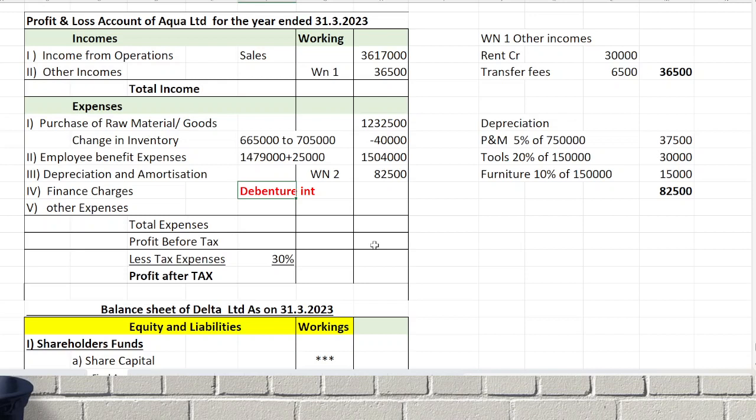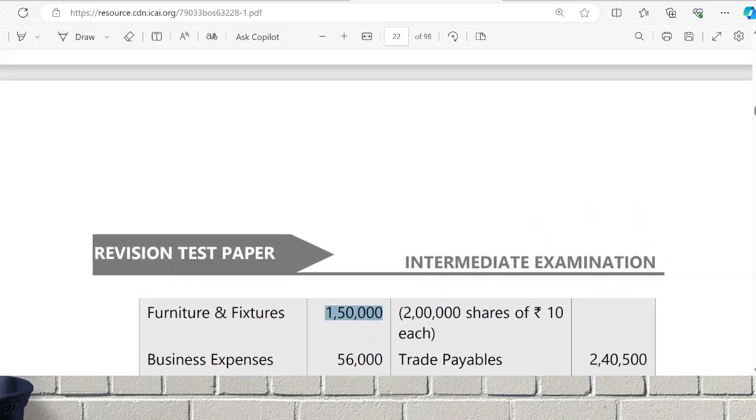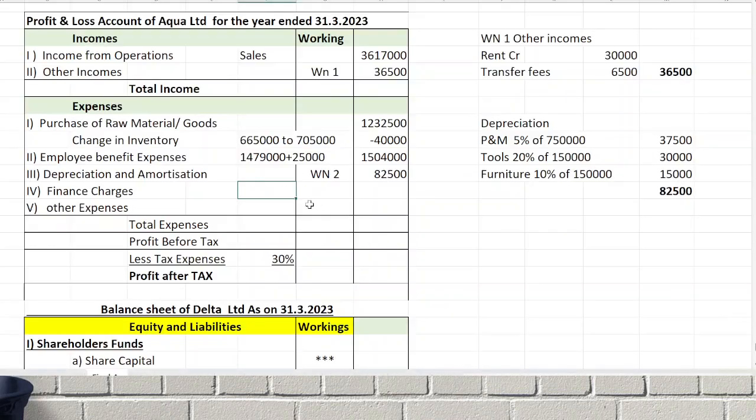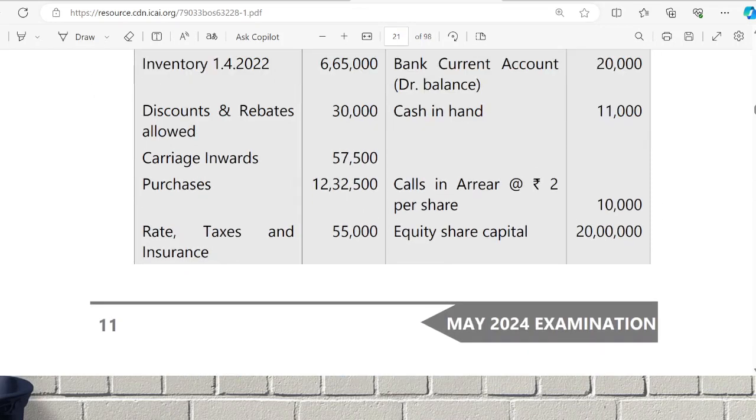Any interest given in the question? No interest, no finance charges given in the question. Then other expenses. Carriage inwards, how much? 57,500 carriage inwards is given. Carriage inwards 57,500 is given.